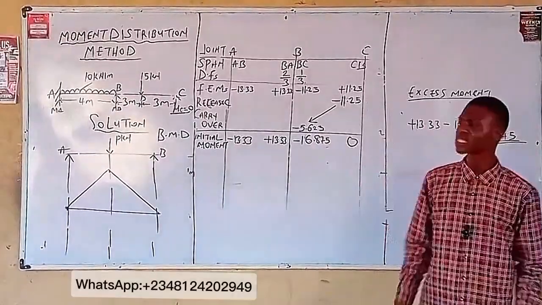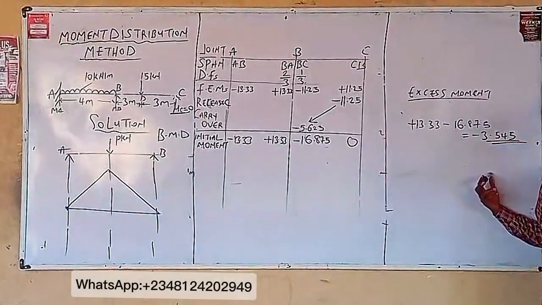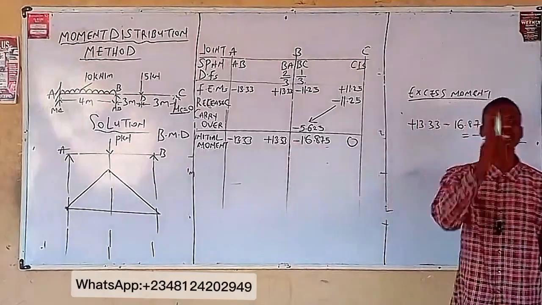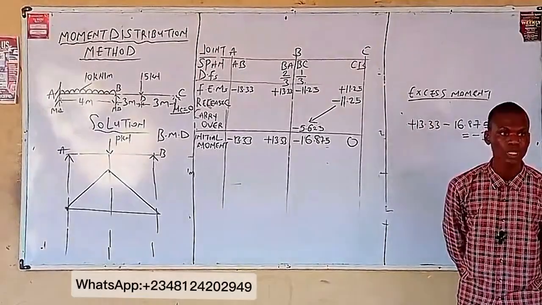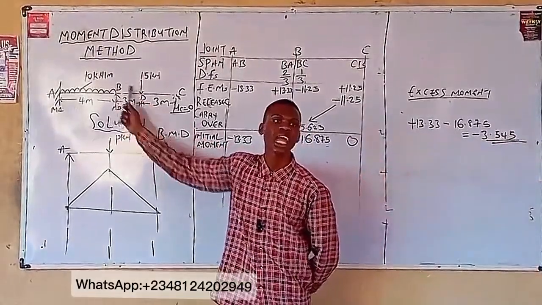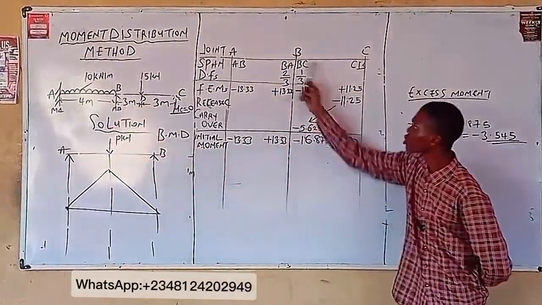0.545. Our excess moment. Hello, do you know how we got this excess moment? We got the excess moment from this. Excess moment occurs at what point? At the intermediate support. When you have your intermediate support at B, the excess moment will occur at B, right? Now from here, come back to this table.